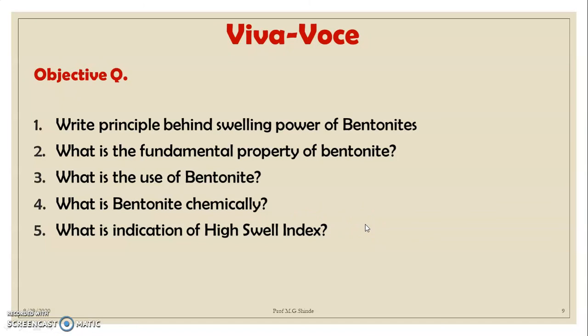What is bentonite chemically? Chemically, it is an absorbent aluminum silicate, having different types of bentonites with respective elements like sodium, potassium, calcium, aluminum, etc. Next question: what is the indication of high swelling index? Bentonite with a high swelling index has good absorption capacity and is a good quality absorbent.